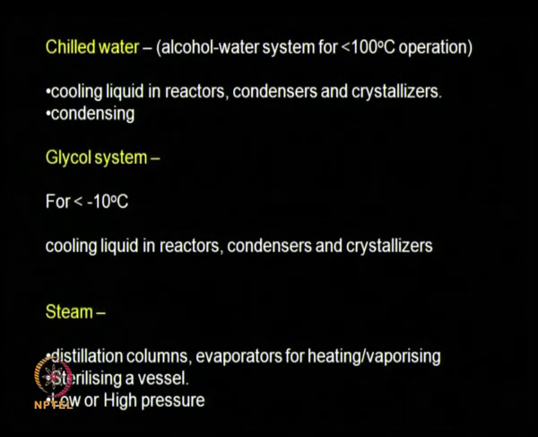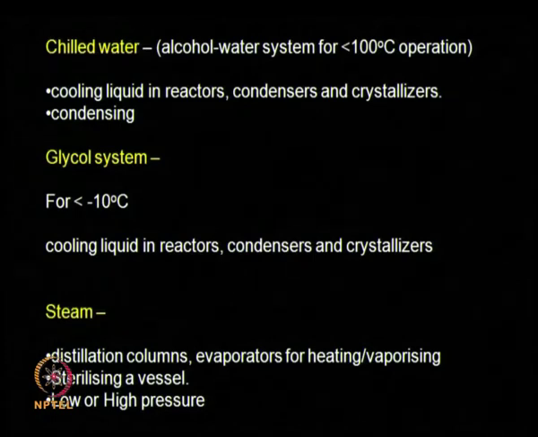Chilled water. When do you use chilled water? You use chilled water if you want to cool the reactors, condensers and crystallizers. Sometimes we even use alcohol water mixture if you want to achieve very low temperature, like 5 degrees, 10 degrees. But otherwise if you are talking about 40, 50, 60 degrees, then we can use normal water.